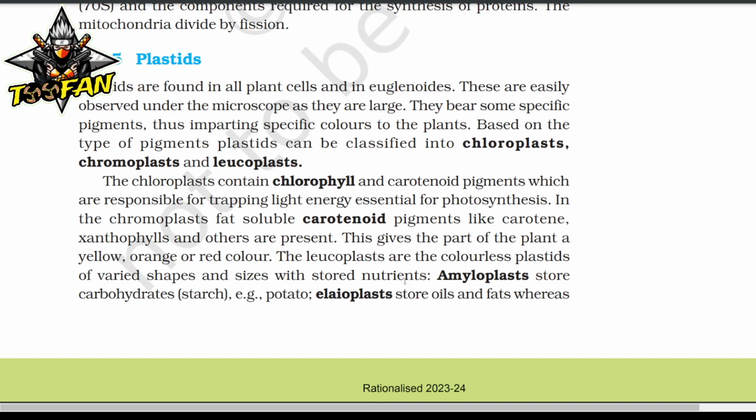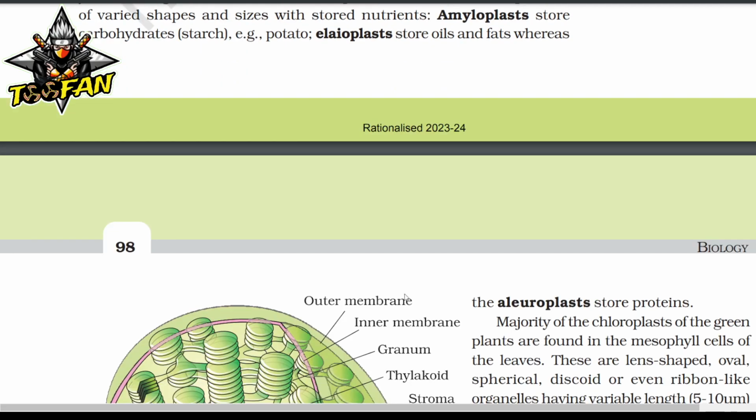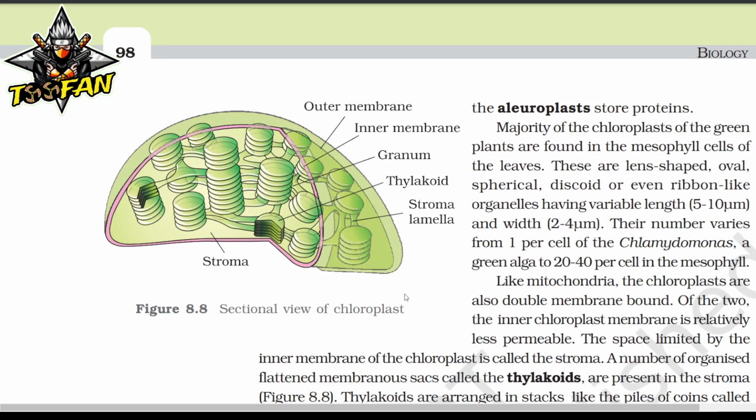The chloroplast contains chlorophyll and carotenoid pigments, which are responsible for trapping light energy essential for photosynthesis. In the chromoplast, fat-soluble carotenoid pigments like carotene, xanthophyll, and others are present. This gives a part of the plant a yellow, orange, or red color. The leucoplasts are the colorless plastids of varied shape and size which store nutrients. Amyloplasts store carbohydrates, starch, for example potato. Elaioplasts store oils and fats, whereas the aleuroplasts store proteins.